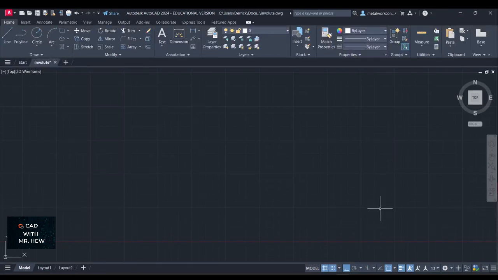In today's video, we'll be looking at the construction of an involute. In the previous video, we looked at the construction of the development for a cut pyramid, not a truncated pyramid, a cut pyramid. So we'll be moving forward with the video today regarding how you draw an involute.